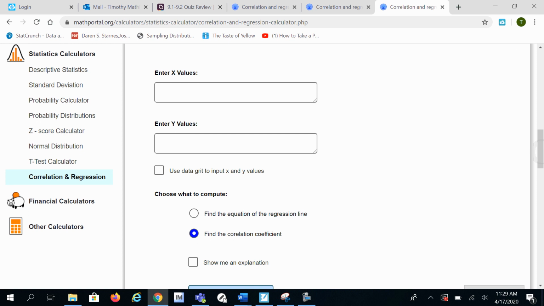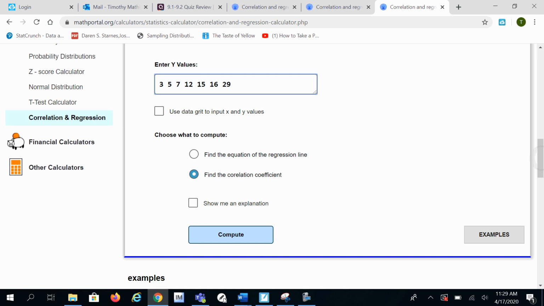But it's going to ask you for your X and Y values. So what you would do then is you just type in whatever your first X value is, hit space. Your second one, hit space. Your next one, hit space, so on and so forth. And then do the same thing with the Y. So type in your first Y, your second Y, your third Y, so on and so forth. You just type them in with a space between. And then you just go down to compute. Make sure you pick correlation coefficient. That's all we're doing right now. And you don't really need to do a show me an explanation because we just want the answer.